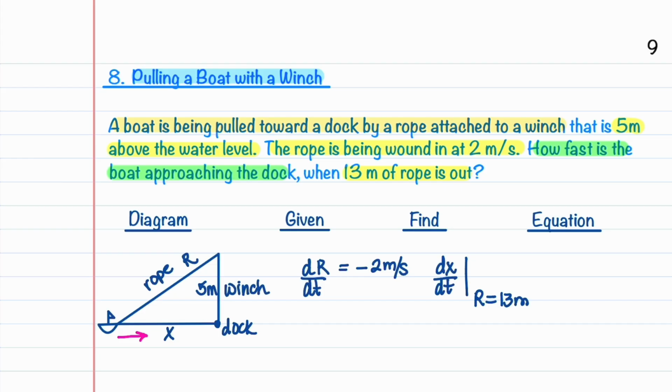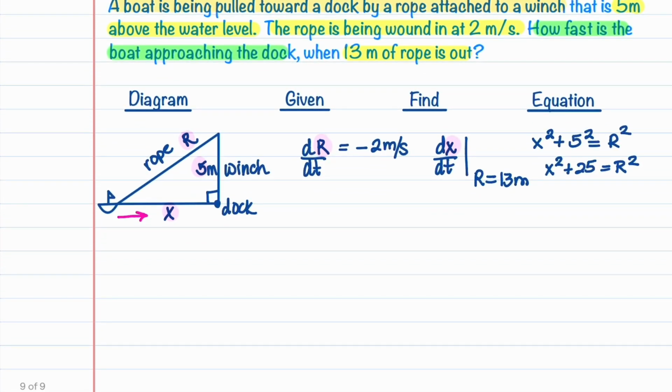Now what we need to do is find an equation that is going to relate capital R and x and the length of our winch, which is 5. So we need to relate x, r, and 5. That equation comes from the Pythagorean theorem because we have a right angle here. So we have x squared plus 5 squared is equal to r squared. So we can write this as x squared plus 25 is r squared.